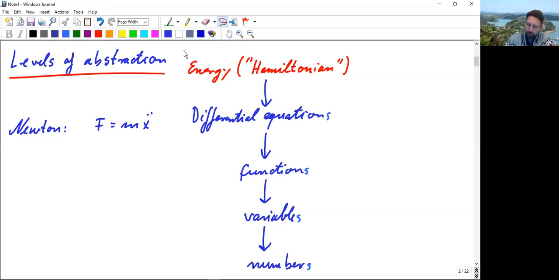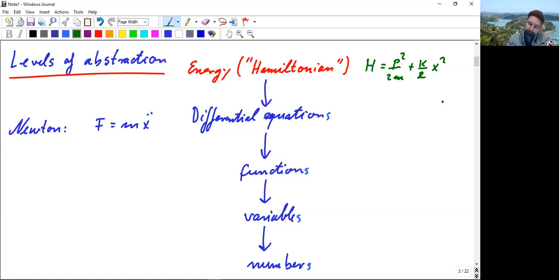Simplest example. Let's say a harmonic oscillator. There, our energy function, the total energy of the harmonic oscillator, let's call it H for Hamilton, is equal to p squared divided by 2m plus some spring constant half x squared.